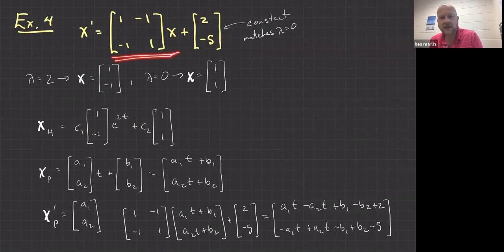Okay, so if we look at what we have here, we can figure out the x sub h the same way as we've been doing before. Okay, we figure out the eigenvalue and the eigenvector, and then the x sub h is just going to be c1 eigenvector times e to the eigenvalue t, and then c2 e to the 0t. Well, e to the 0t is just 1, isn't it? So I don't need to actually write that down.